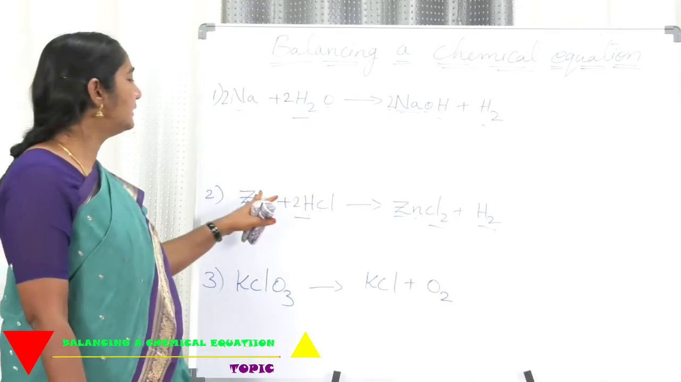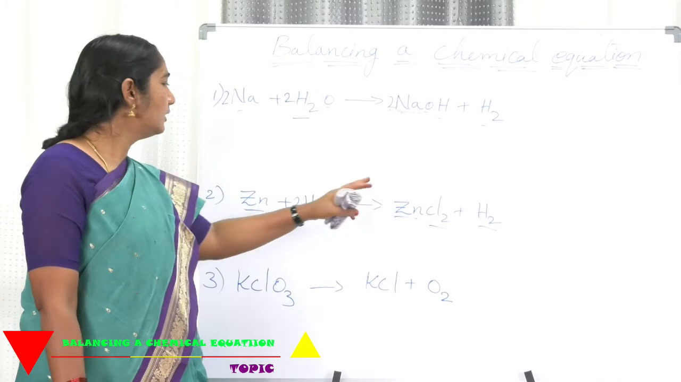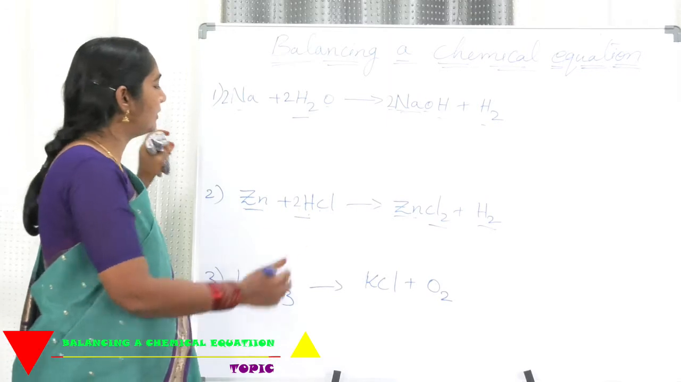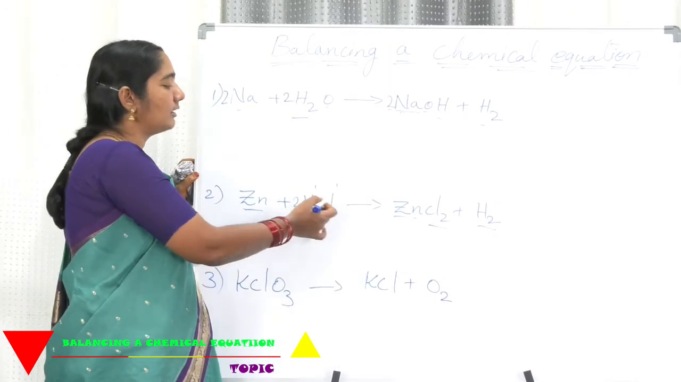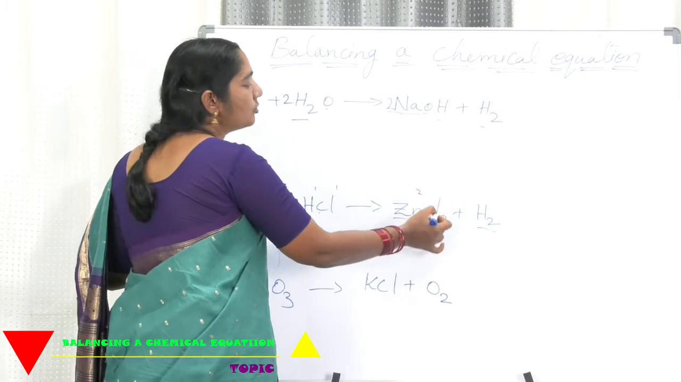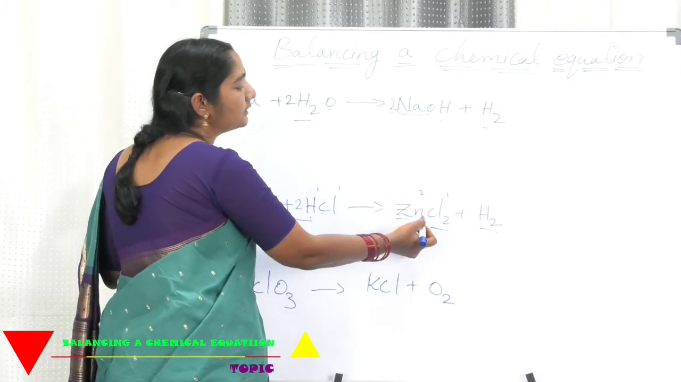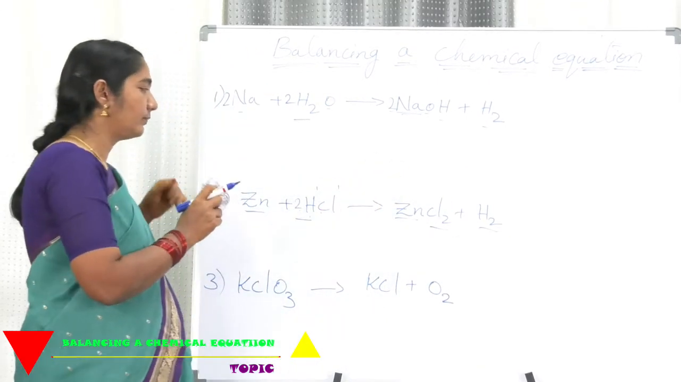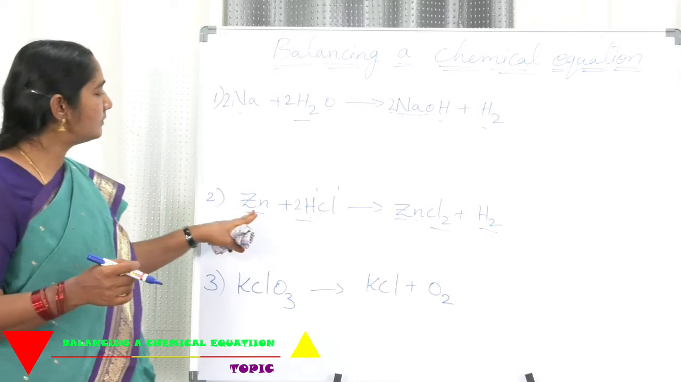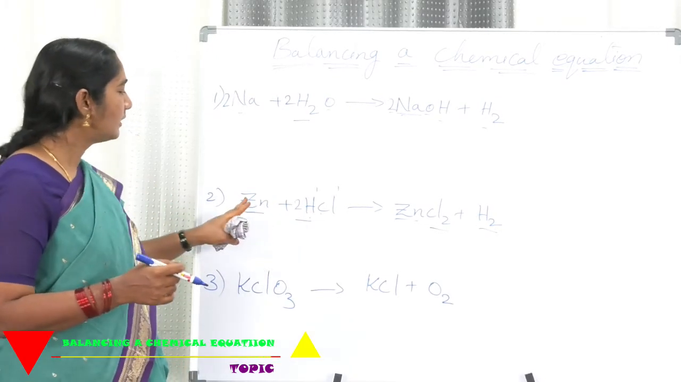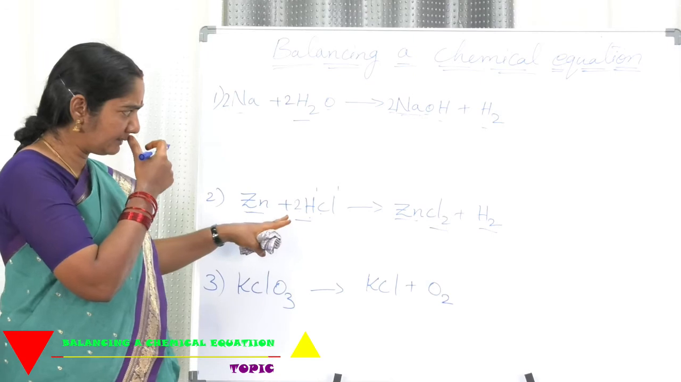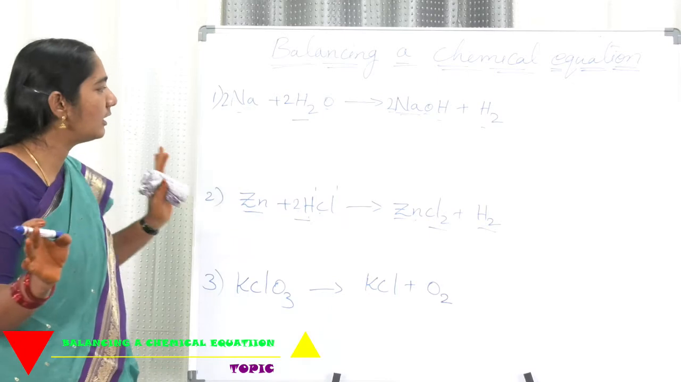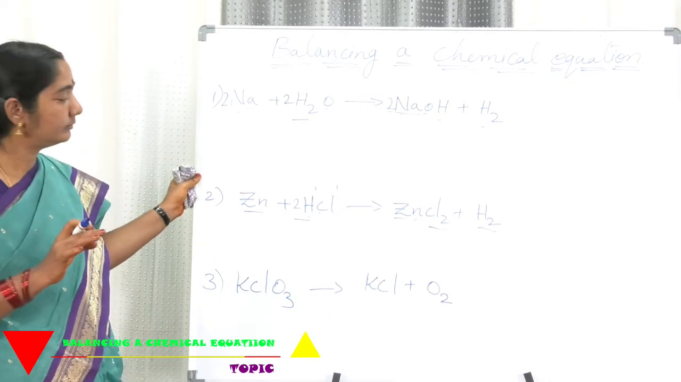Once again, zinc plus hydrochloric acid gives rise to zinc chloride plus hydrogen. See my dear friends, hydrogen valence is 1, chlorine valence is 1, so HCl. Zinc valence is 2, chlorine valence is 1, so the formula ZnCl2 it became. You can check the formulas and valences also. Now this equation got balanced: 2 hydrogens, 2 chlorines, 2 chlorines. This is a balanced equation.